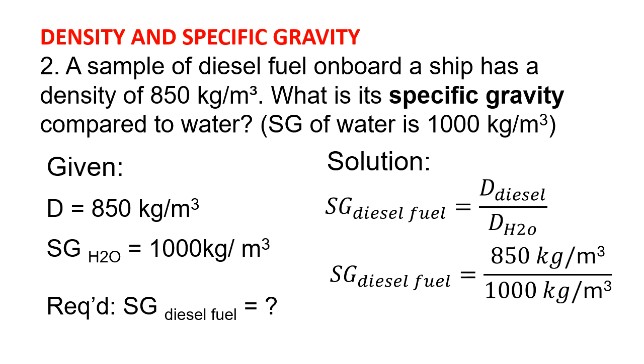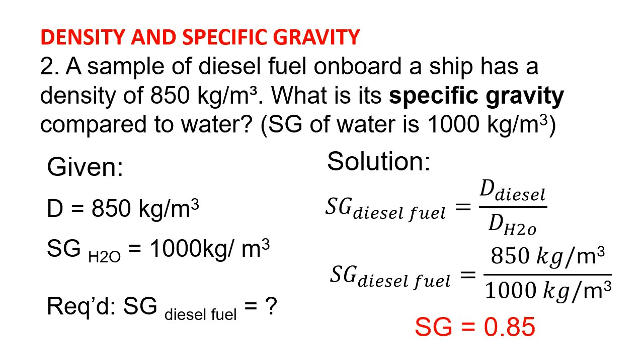So, specific gravity of the diesel fuel is 850 kilograms per cubic meter and density of the water is 1,000 kilograms per cubic meter. Divide that and simplify, we find 0.85. Therefore, we can say that the specific gravity of our diesel fuel is 0.85. Remember, specific gravity has no unit of measure.